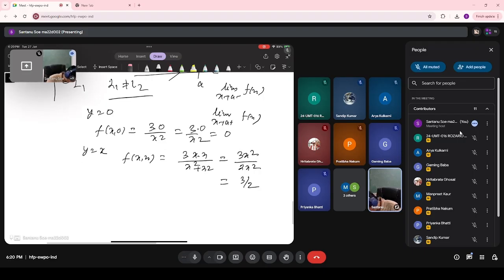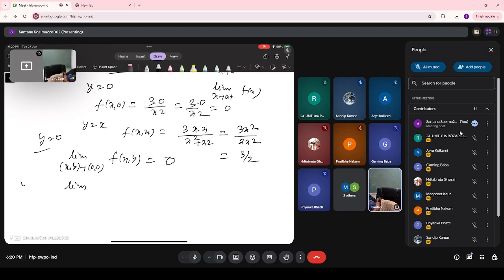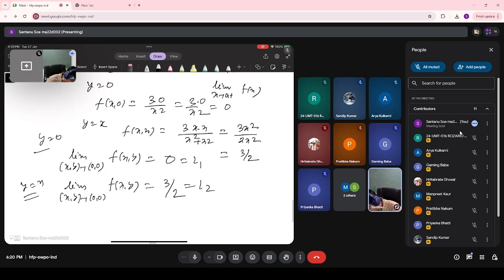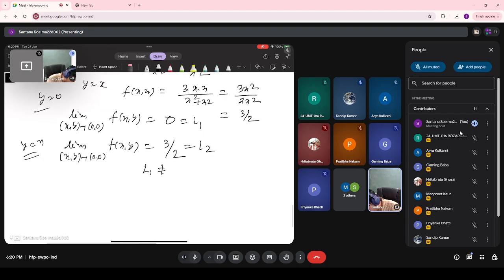So now we can see that if we take the limit as (x, y) tends to (0, 0) along the line y equals 0, the limit is 0. And if you take along this line, then the limit is nothing but 3 by 2. So now if we call this L1 and this L2, then we can clearly say that along two different paths, L1 is not equal to L2. That means this limit does not exist, because we have found at least two paths along which the limit is different.